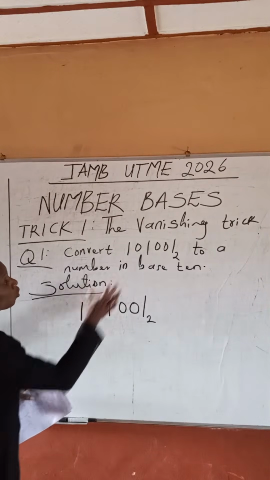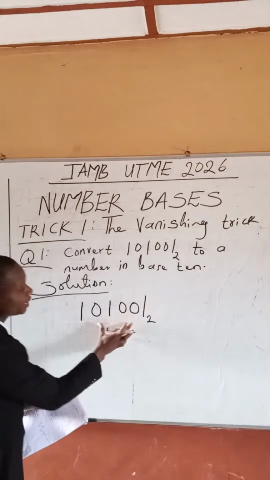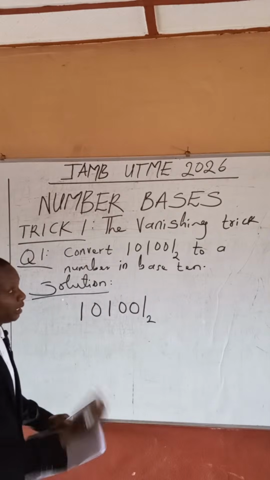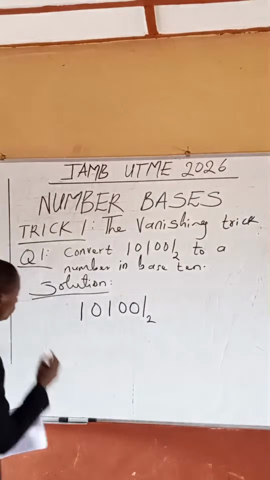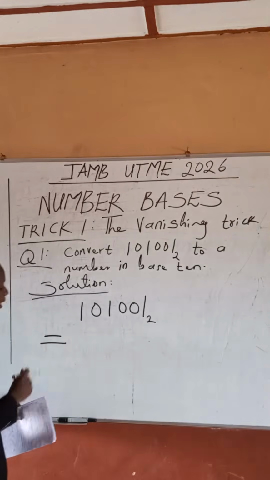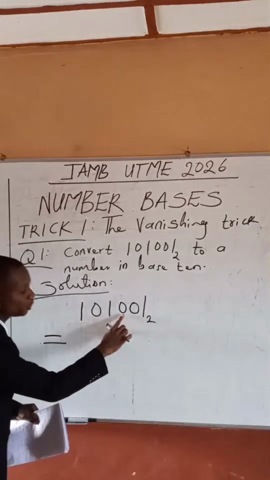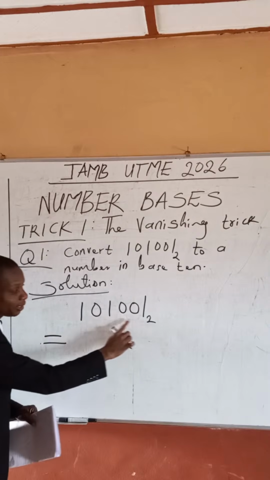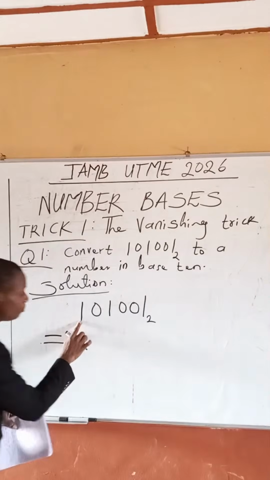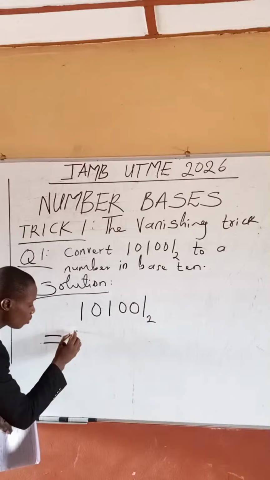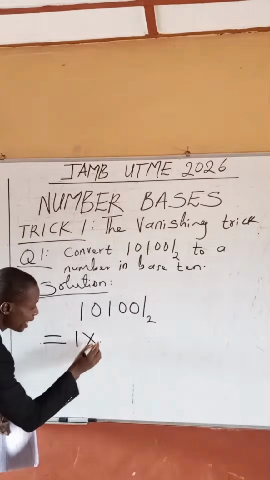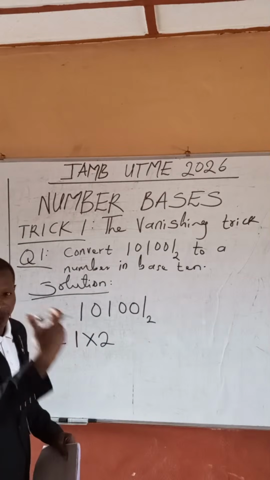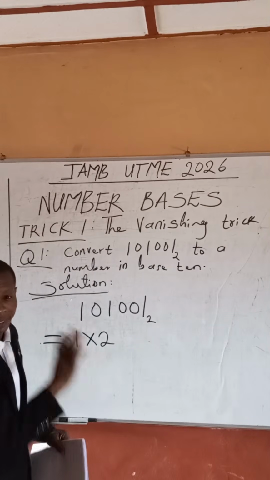Now we are to convert these binary numbers to denary, to base 10. So this is the method we are going to apply. We are not going to include the zeros, because the 2 will vanish right at the 0 points. So pick this first one, write 1, then times 2. Don't bother about the powers, the exponents. Just forget about the exponent first.